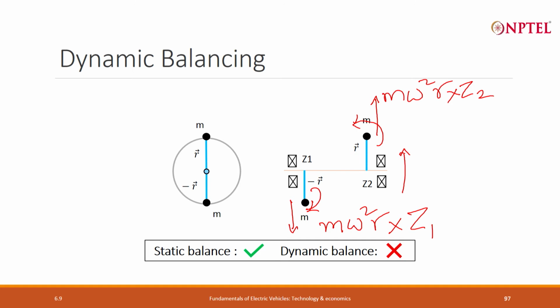But within half a revolution, the situation is reversed. This mass has moved here and this mass has moved there, and you will have an opposite moment. So what will happen is that the shaft during the course of its revolution is banging this way, this way, this way in different directions and taking up all the little clearances in the bearing, and that will cause a noise.